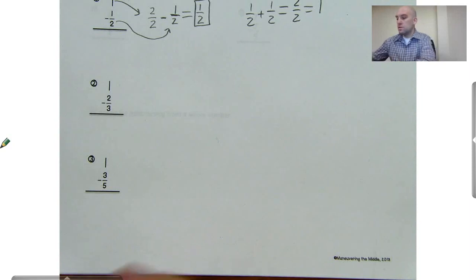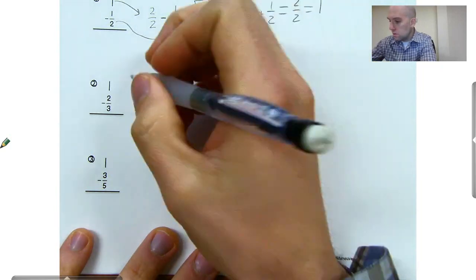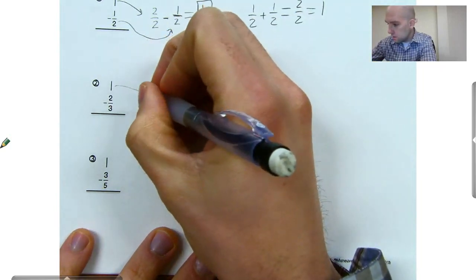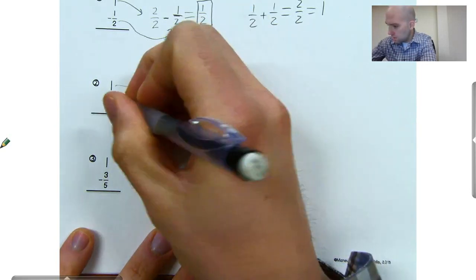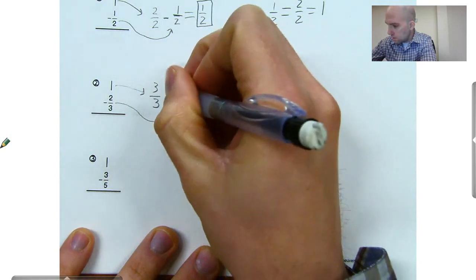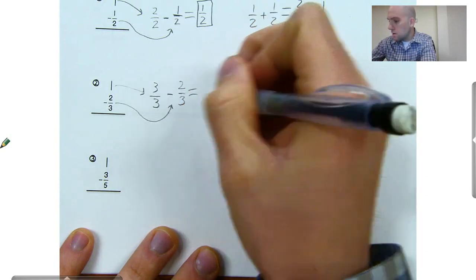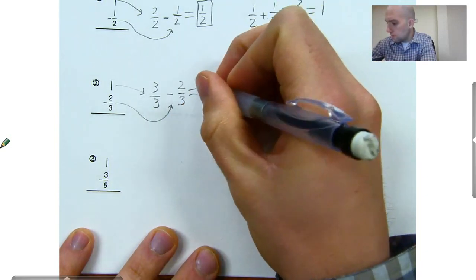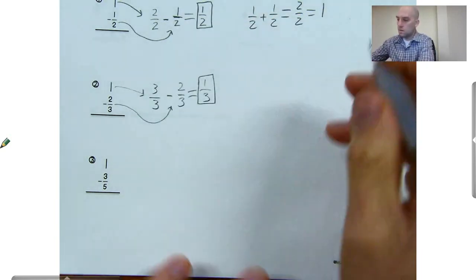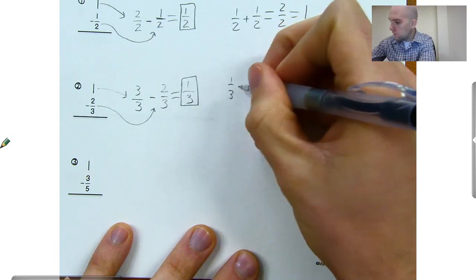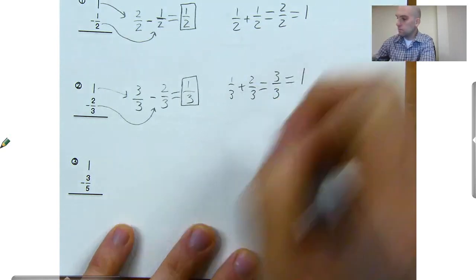All right, let's do number 2. Now we want to make 1 whole into thirds. Well, 1 whole will give us 3/3. I'm going to take my 2/3, put it over here. 3/3 minus 2/3, and that will give us 1/3. And again, we could check: 1/3 plus 2/3 equals 3/3, which equals 1 whole.